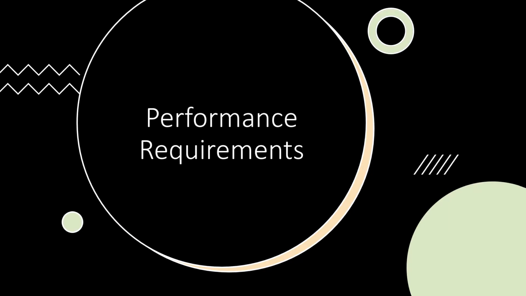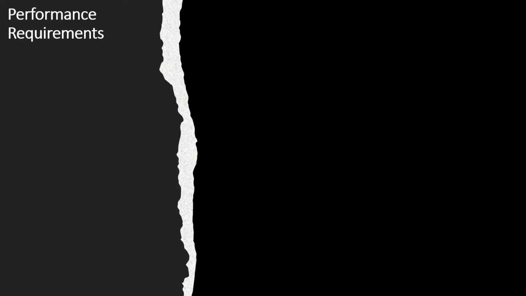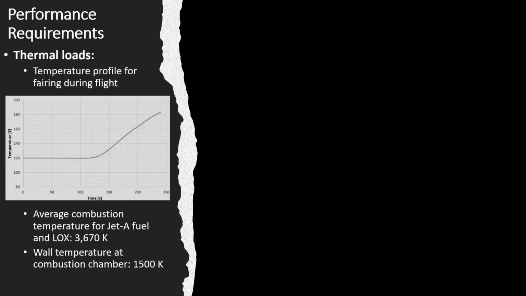We will now briefly go over the performance requirements, which are based on the Falcon 9 launch vehicle. Firstly, it will be important to consider the thermal loads to the structure, and this will consist of the fairing temperature during flight, since the fairing is predominantly made up of composites. Also included will be the combustion temperature for the two propellants and the wall temperature for the combustion chamber, since there may be pressure vessels or other internal components made up of composites.